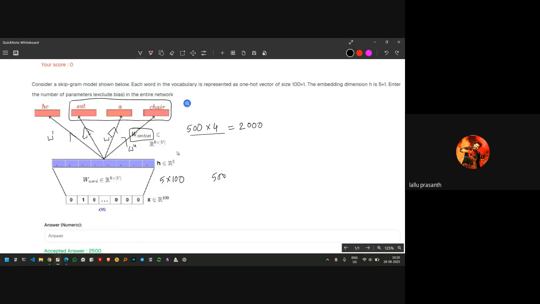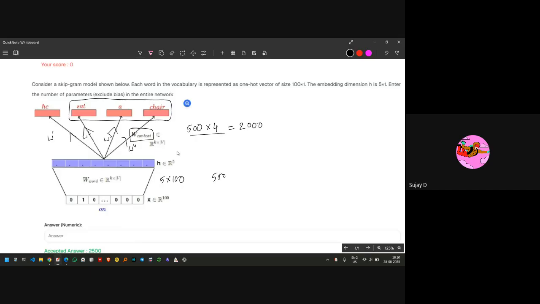Consider a skipgram model shown below. Each word in the vocabulary is represented as a one-hot vector of size 100 cross 1. The embedding dimension h is 5 cross 1. Enter the number of parameters in the model. So 5 cross 100, plus 100 cross 5 into 4. What is the vocabulary size? Vocabulary size is 100 only. So this is 100 cross 5, 500. 500 into 4 is 2000. 2000 plus 500 is 2500.